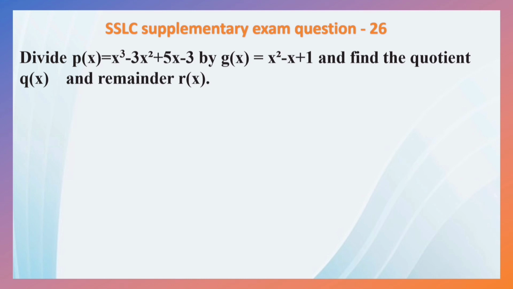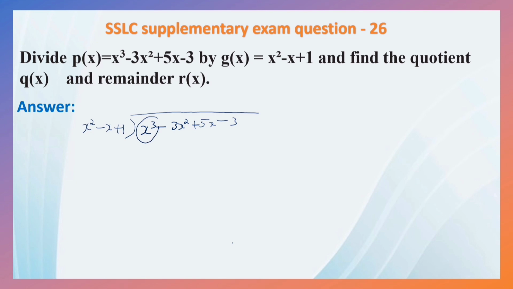Divide p of x, that is equal to x cube minus 3x square plus 5x minus 3, by g of x, that is equal to x square minus x plus 1, and find the quotient q of x and remainder r of x. Here p of x is x cube minus 3x square plus 5x minus 3. We have to divide it by g of x, that is equal to x square minus x plus 1.